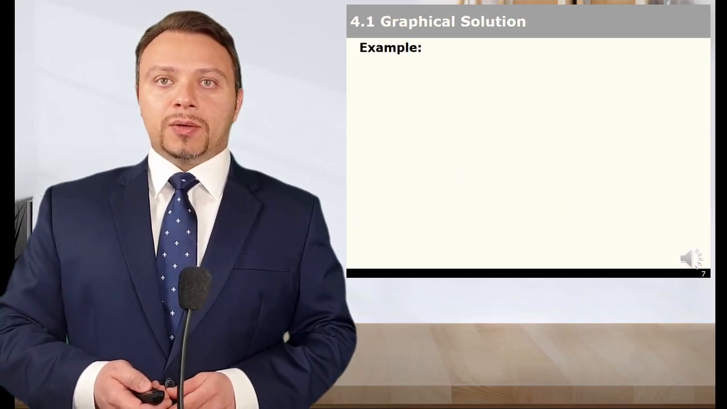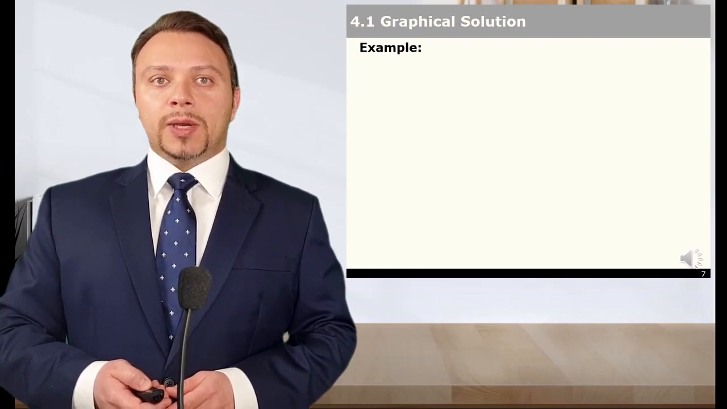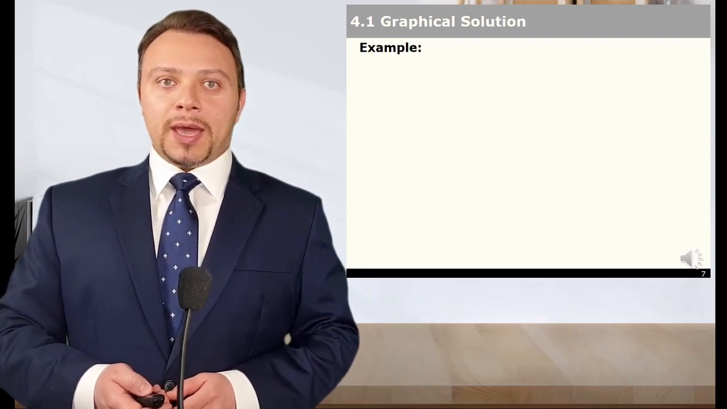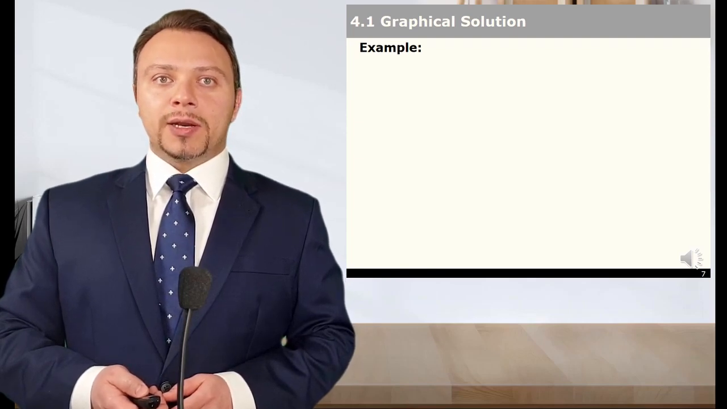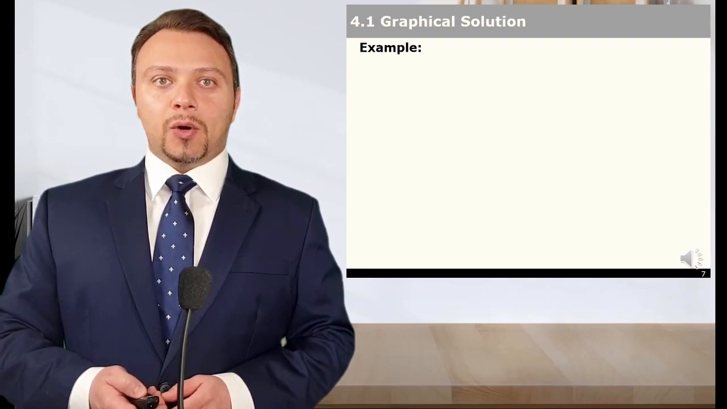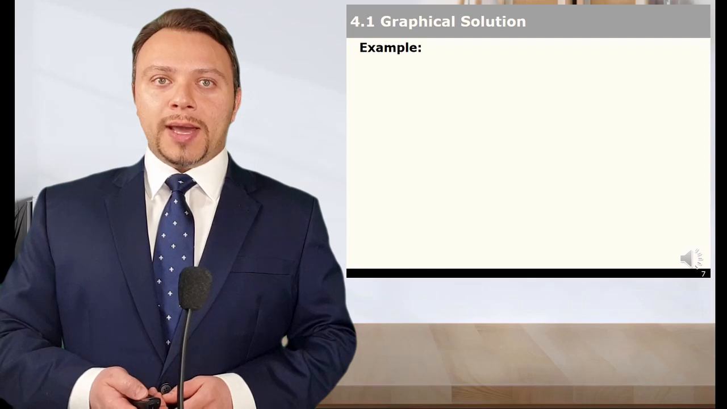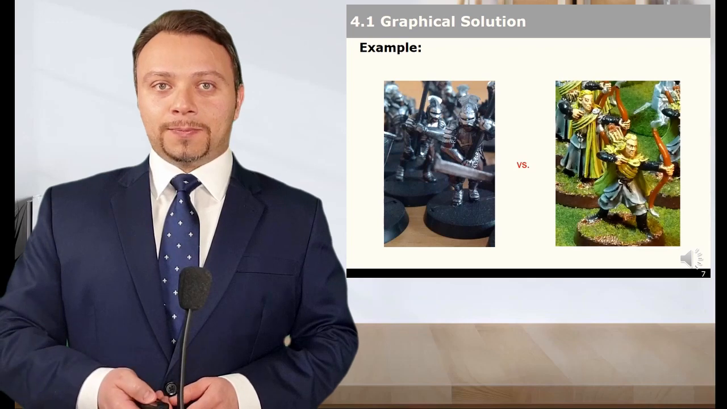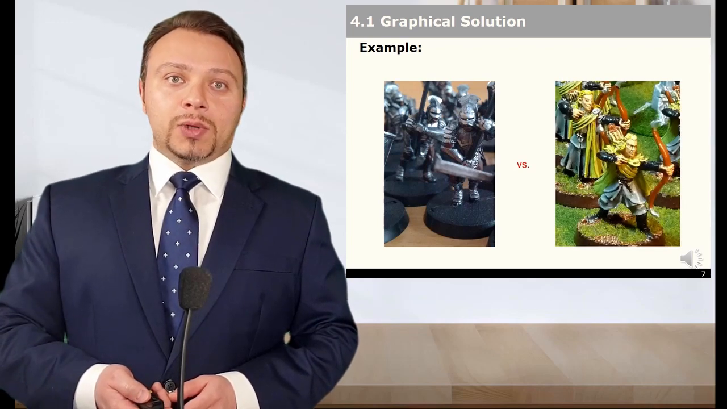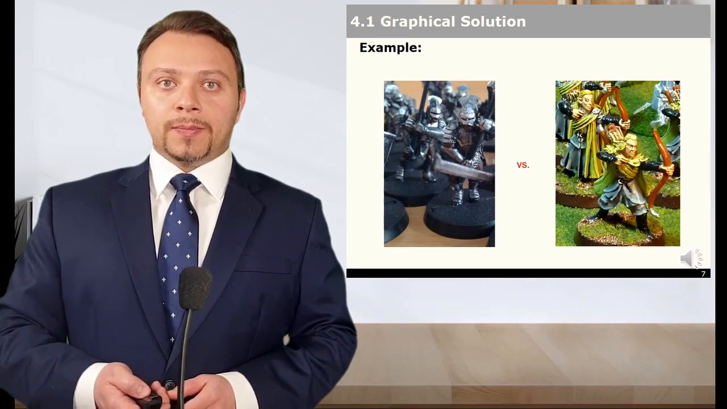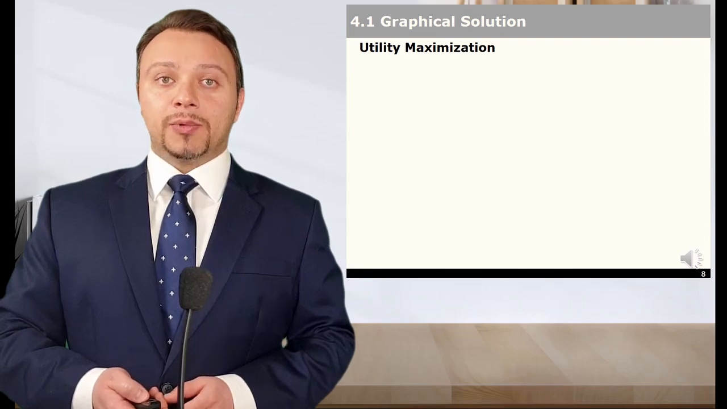To illustrate our graphical solution here, let us look at an example. Assume that you have a little brother who is a great fan of Lord of the Rings, and you have made him a gift of 100 euros for his birthday. And now your little brother wants to spend all this money of 100 euros on buying an army of little toy orcs and little toy elves. So, little toy orcs will be our good one here. Little toy elves will be good two. Let us have a look at utility maximization of your little brother.